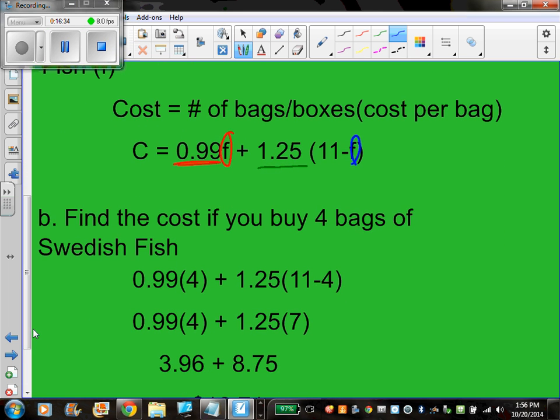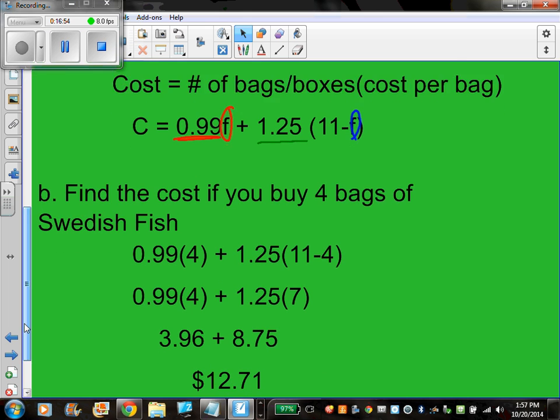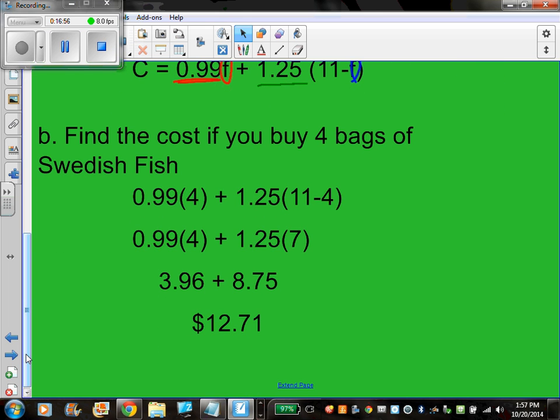To find the cost when you buy 4 bags of Swedish Fish, we just plug 4 in for F. We get 0.99 times 4 plus 1.25 times 11 minus 4. 0.99 times 4 is 3.96. 11 minus 4 is 7, so we have 1.25 times 7, which is 8.75, and those together then give us a total cost of $12.71.